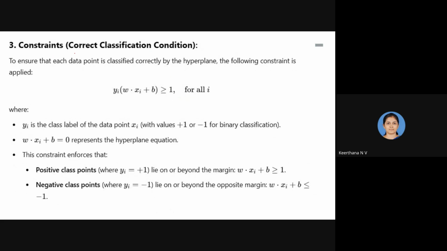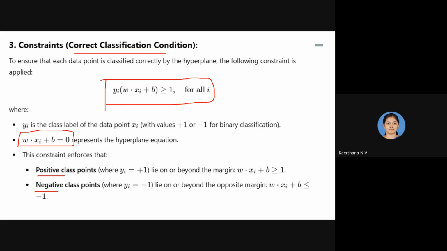So the constraints: the correct classification condition. This is your correct classification condition for all i. If you are representing this equation on the hyperplane, it has to ensure there are two types of class points, positive and negative. If this y value is +1, it lies on the positive plane. If it is -1, it lies on the negative plane. It means beyond the limits of the opposite margins, and +1 means beyond the margin. Then the hyperplane equation will be like this for negative classes and positive classes.